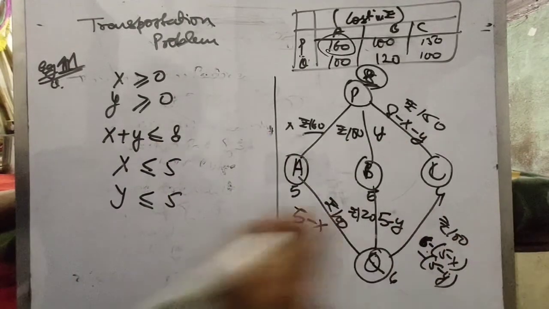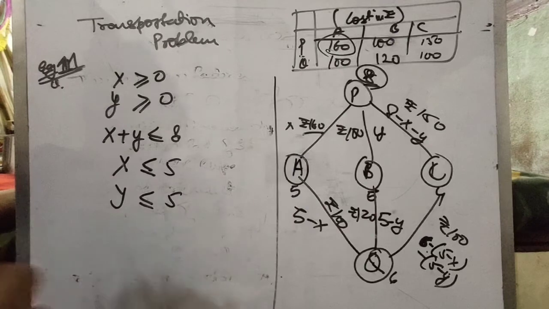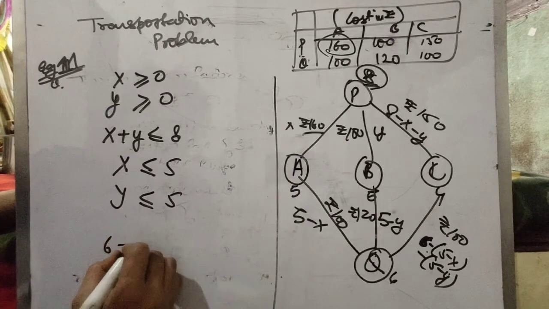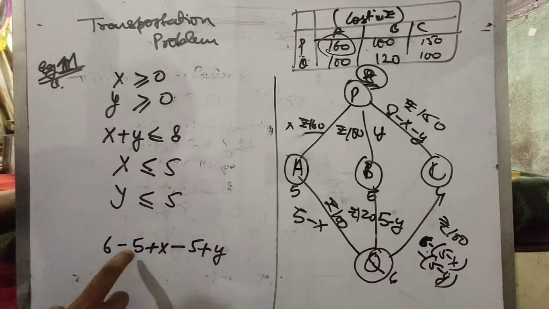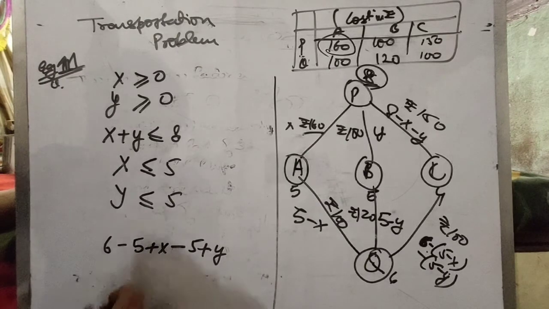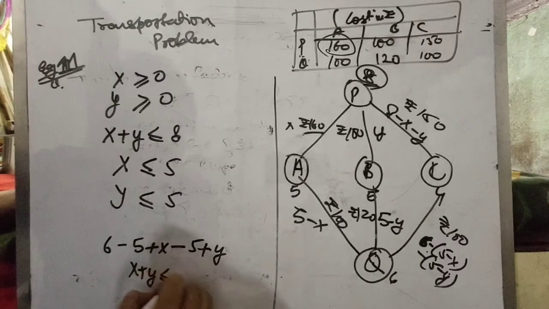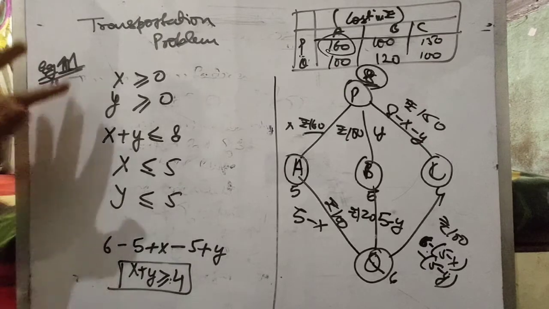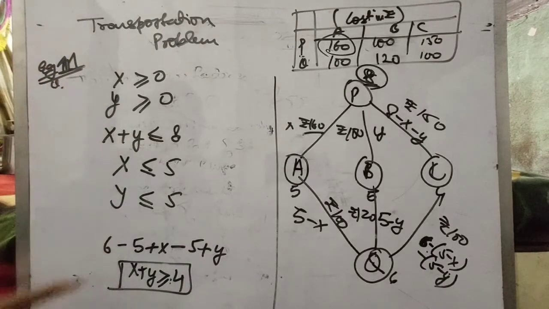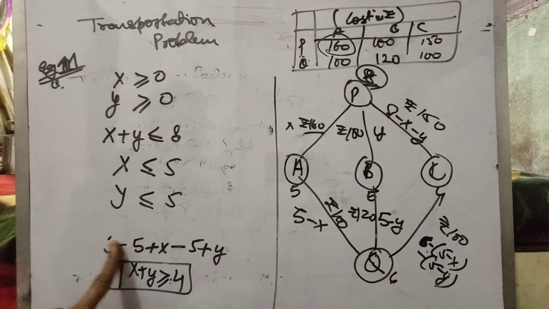Now from this equation, just look at this. Your equation will be 6 minus 5 plus X minus 5 plus Y, right? So minus 5 minus 5 plus 6, you will get 4. So X plus Y will be greater than 4, because your values will be greater than 4. So these will be the 1, 2, 3, 4, 5, 6 equations that you will receive here.